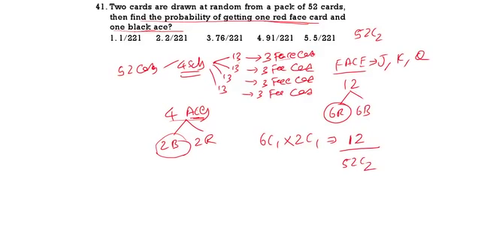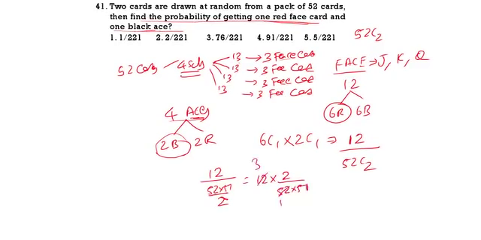So 12 by 52 into 51 by 2. That is 12 into 2 by 52 into 51. 4 3s are 12, 4 13s are 52. Then 3 17s are 51. We are getting 2 by 221. So the answer is 2 by 221. 2 is the correct option. See the next one.